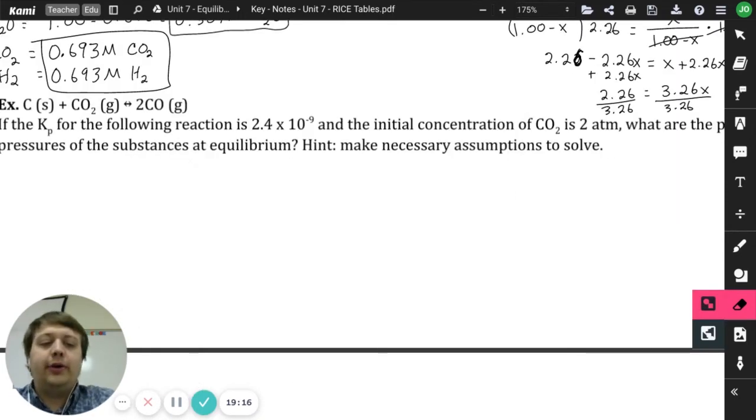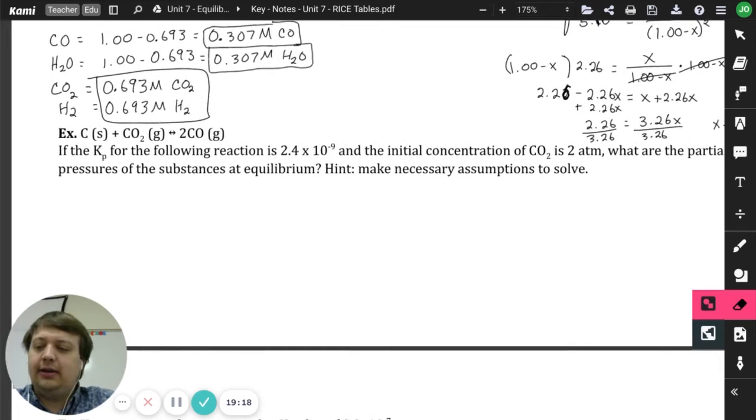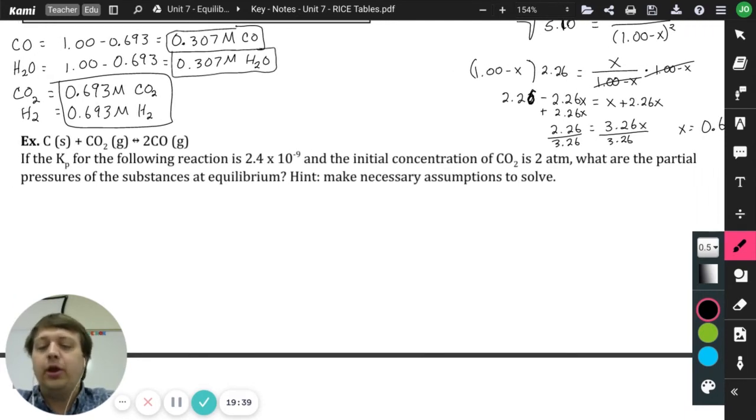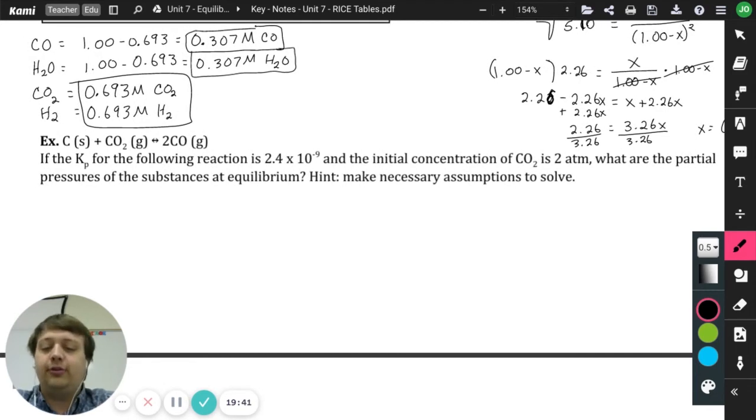All right, so now let's solve this next example. So here it says, I've got carbon, which is a solid, plus carbon dioxide, which is a gas, in a reversible reaction produces 2 carbon monoxide, which is a gas. If the Kp for the following reaction is 2.4 times 10 to the negative 9, and the initial concentration of CO2 is 2 atmospheres, what are the partial pressures of the substances at equilibrium? So then they give us a hint to make the necessary assumptions to solve.